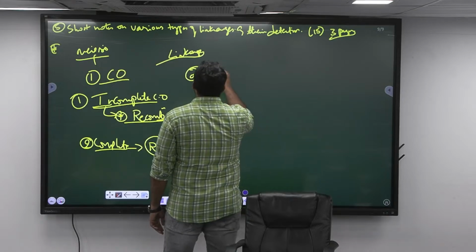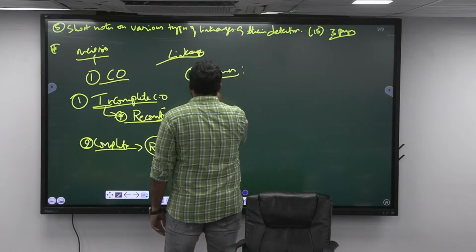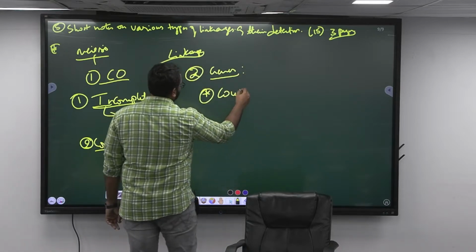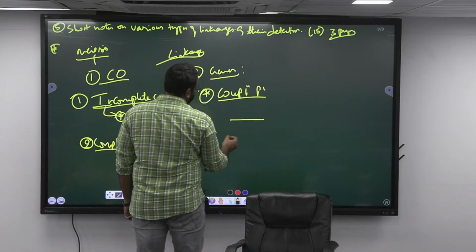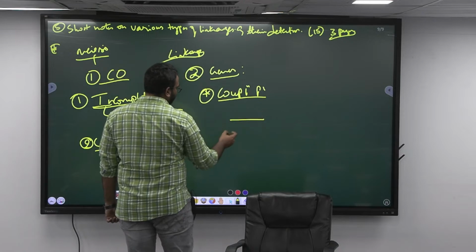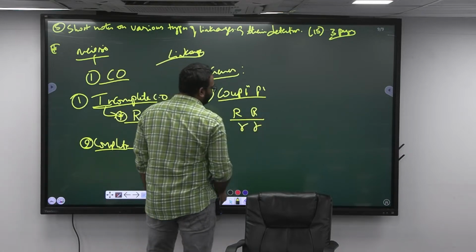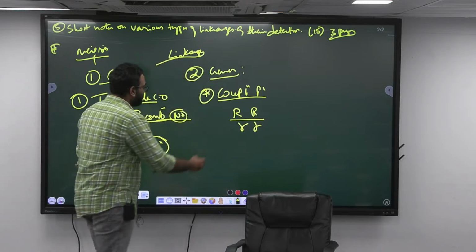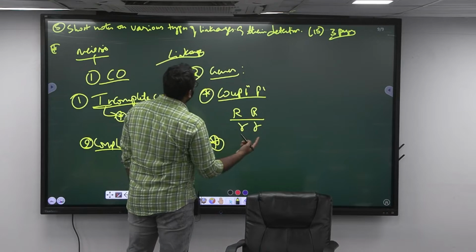Based on these genes, one is called the coupling phase. So what is happening in the coupling phase? Let's say this is the gene. On this, the dominant character will be on one side and the recessive on the other, right? So this is one, and the second one is called repulsion.